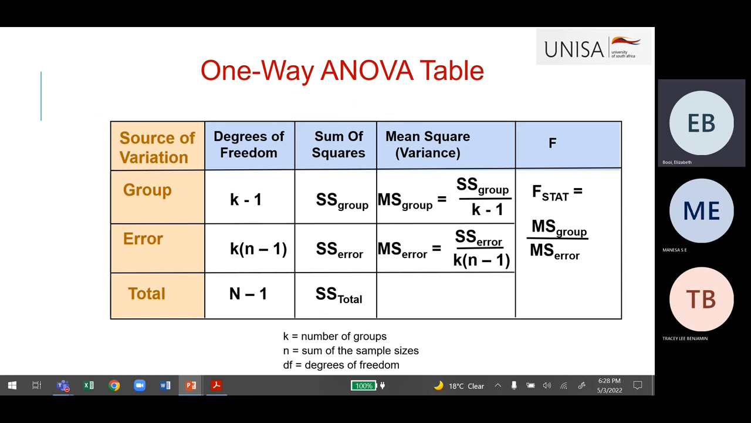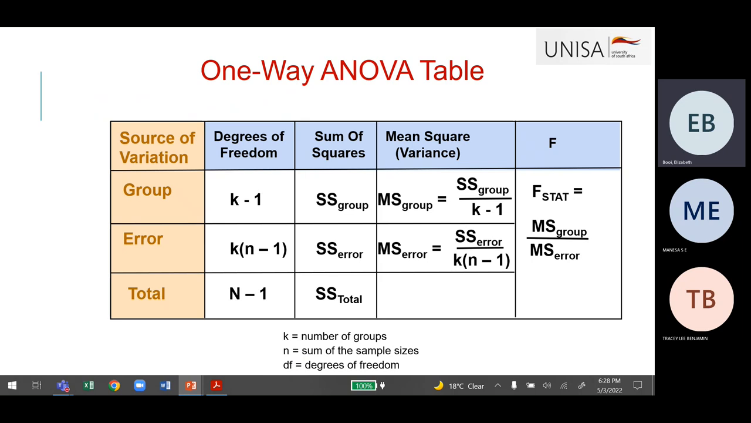Okay, so this is the one way ANOVA table that we need to complete when we answer the question. You need to have the source, which is either the group or the error, and the total. You need to have the degrees of freedom. For the group, it's k minus 1. For error, it's k times n minus 1. And for the total, it's n minus 1. Then the sums of squares, which are your SS.